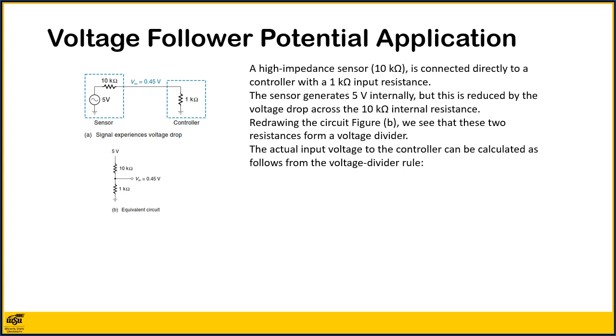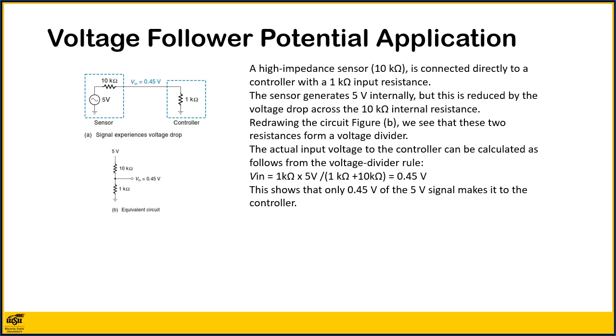The actual input voltage to the controller can be calculated from the voltage divider rule, where Vin equals 1 kilo ohm times 5 volts over the sum of 1 kilo ohm plus 10 kilo ohms, or 0.45 volts. This shows that only 0.45 volts of the 5 volt signal makes it to the controller. Let's go through the maths by yourself to make sure you're happy with that.